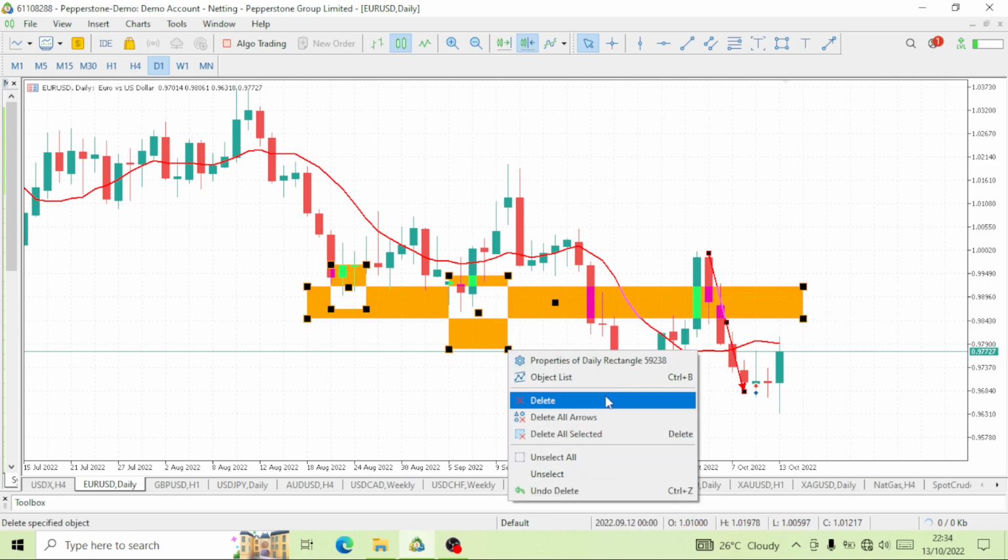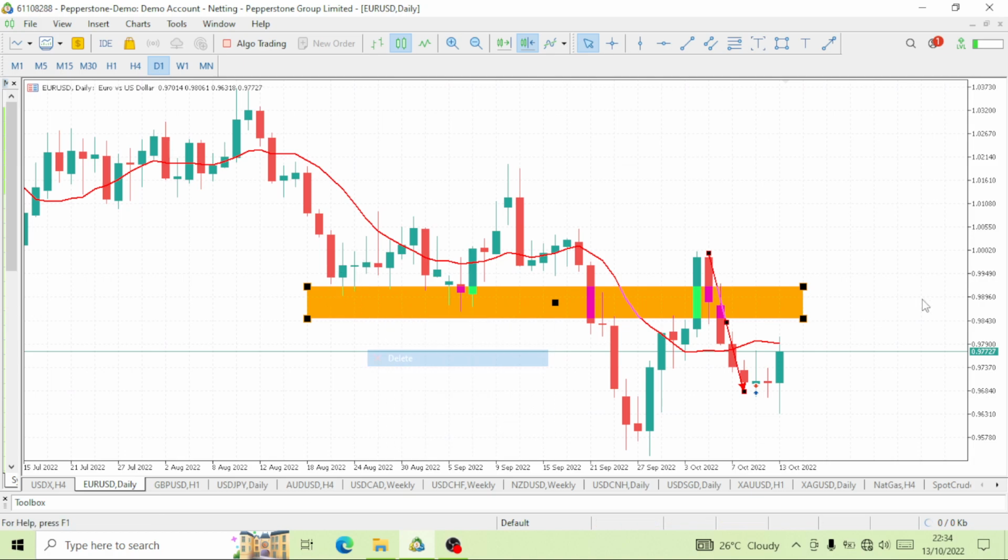At least we should see it go up at least to 0.98430, at least to that level.